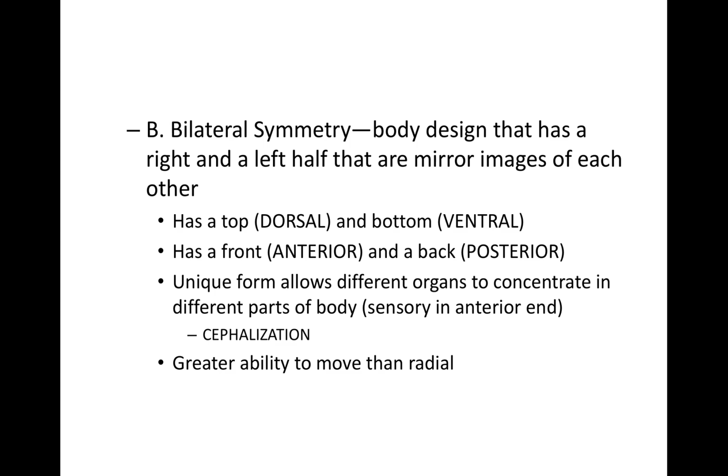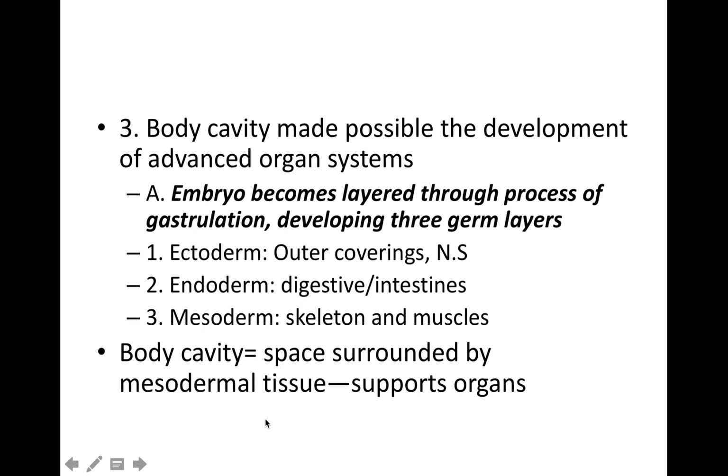And with bilateral symmetry, one thing I want to point out is cephalization. We have a dorsal side and a ventral side, so a top and a bottom. We have a front and a back. But now we have a specialized area on the organism where there are a lot of sensory organs. And it might help them find food or move more efficiently than radial symmetry. So we'll discuss a little bit about cephalization when we get to bilateral symmetry.